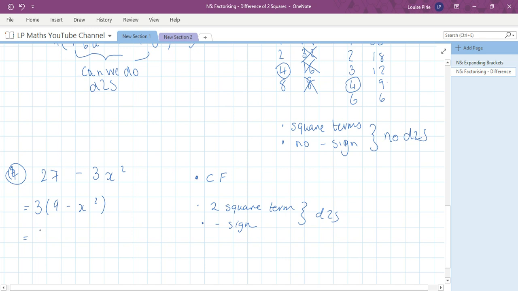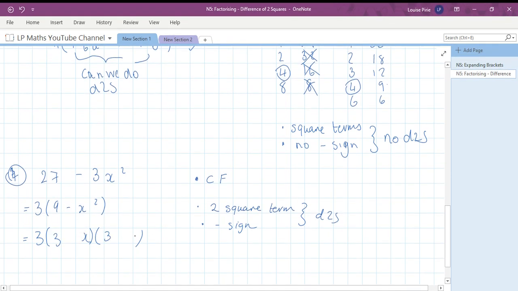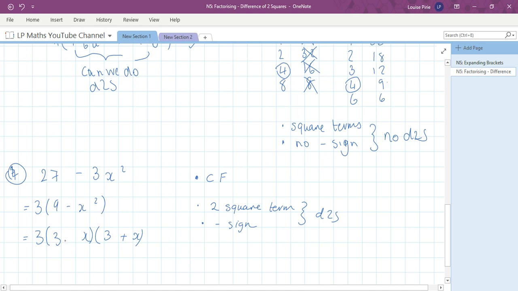Now, the common factor just stays. The common factor doesn't disappear. It stays. And what we're going to do is open our brackets. And we're going to do square root of 9, which is 3. Square root of x squared, which is x. We're going to have a plus and a minus. And that is the final solution in that question.